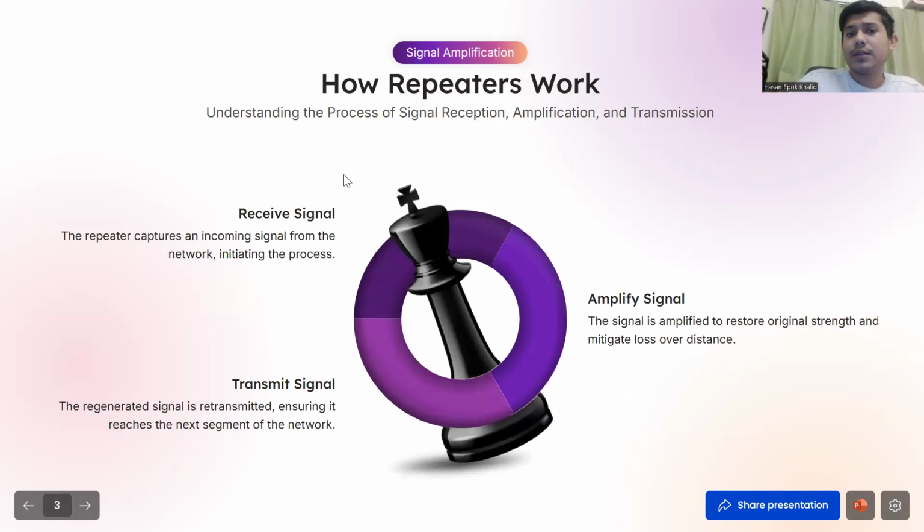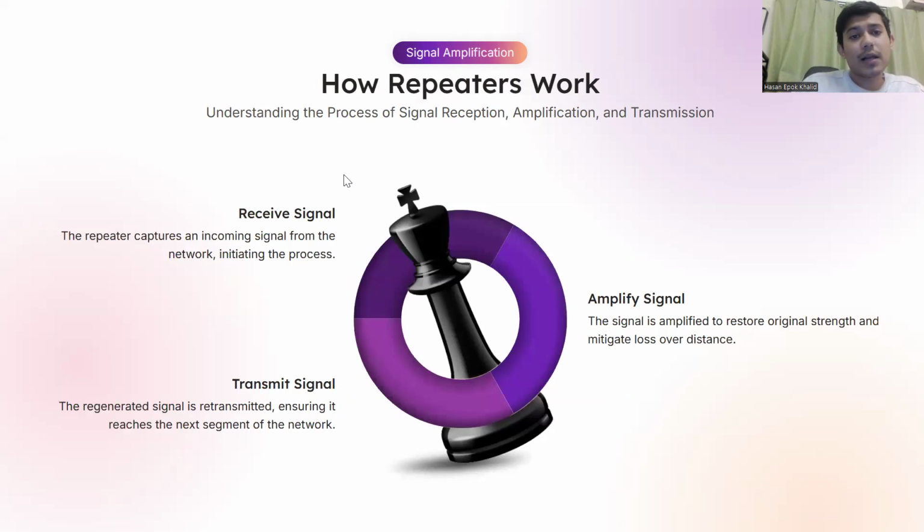And how does a repeater work? Let's understand the process of signal reception, amplification, and transmission. First of all, the repeater receives the signal, which becomes weak after traveling a certain distance. The repeater regenerates the weak signal to the original strength of that signal. And then it transmits it to the next devices that are connected to the repeater.